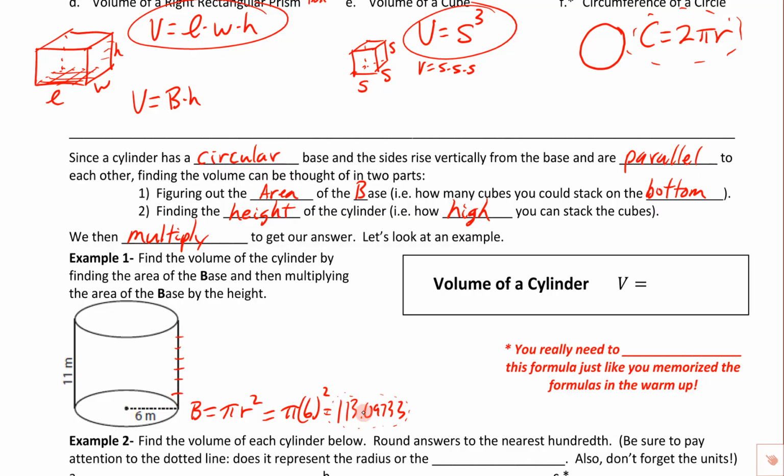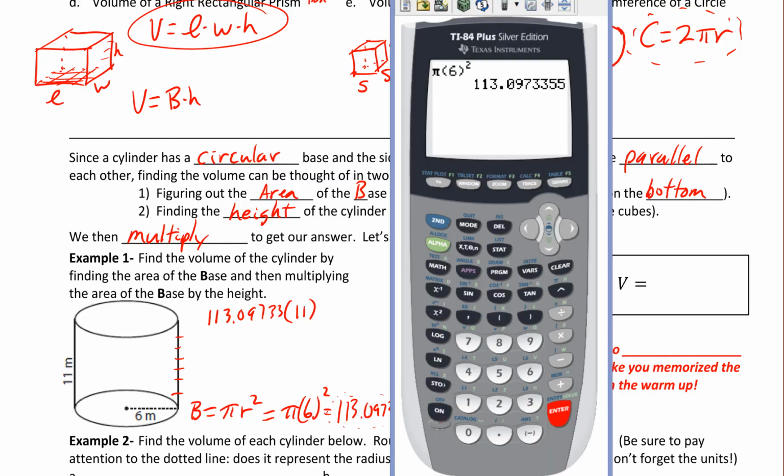Well, we're going to take this and multiply it by how tall we can stack them. We can stack them 11 units tall. So we're going to take the 113.09733, let's double check that, 113.09733. Okay, and then we're going to multiply it by 11. So we're going to grab the calculator. Now the cool thing about leaving this in the calculator is I don't need to store all those. I can just hit times 11, and we're going to get this answer right here.